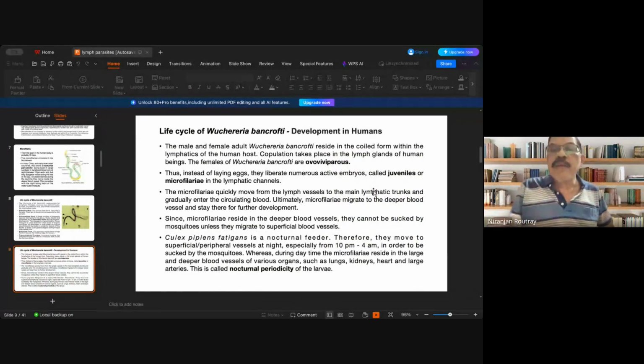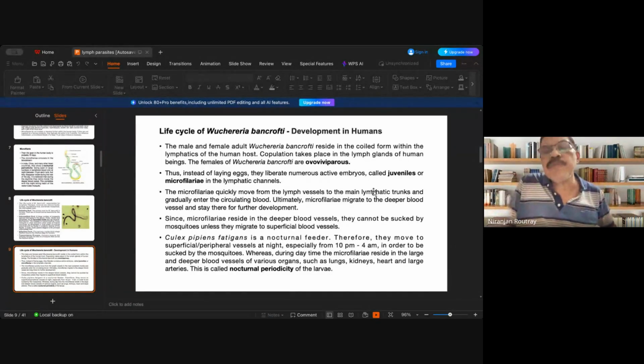Now, life cycle, the development in humans. First of all, the human lymph vessels contain both male and female adult Wuchereria bancrofti. They reside in a coiled form within the lymphatics.